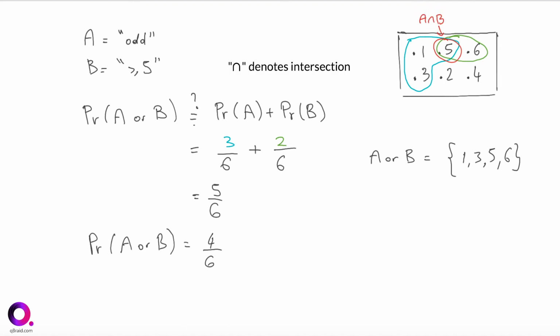And so since in the original calculation we counted any outcome in the intersection of A and B twice, what we need to do to correct this calculation is to subtract any outcome in the intersection. In this case, there's only one outcome, and so we subtract 1 divided by 6. And this is now equal to 4 divided by 6, as it should be. And so the rule to calculate the probability of A or B is the following.